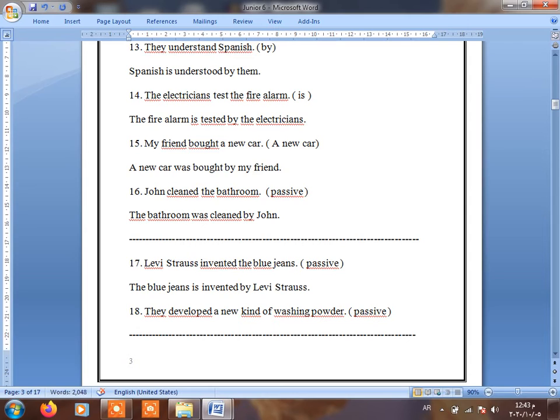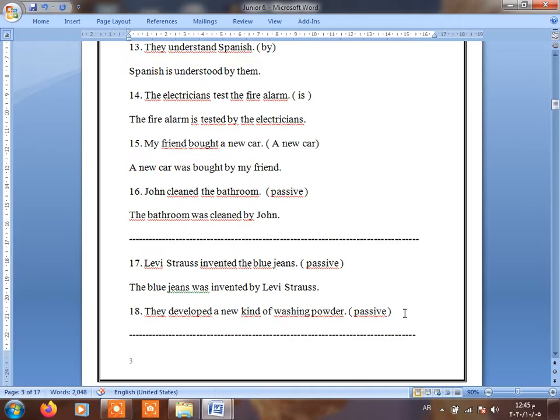Okay, so sorry, the blue jeans was invented by Levi Strauss, because this sentence is in the past simple. So here, why did we say "was" instead of saying "were"? Jeans here is the material, like the cloth which clothes are made of. So here it's not plural now, it's just a material.